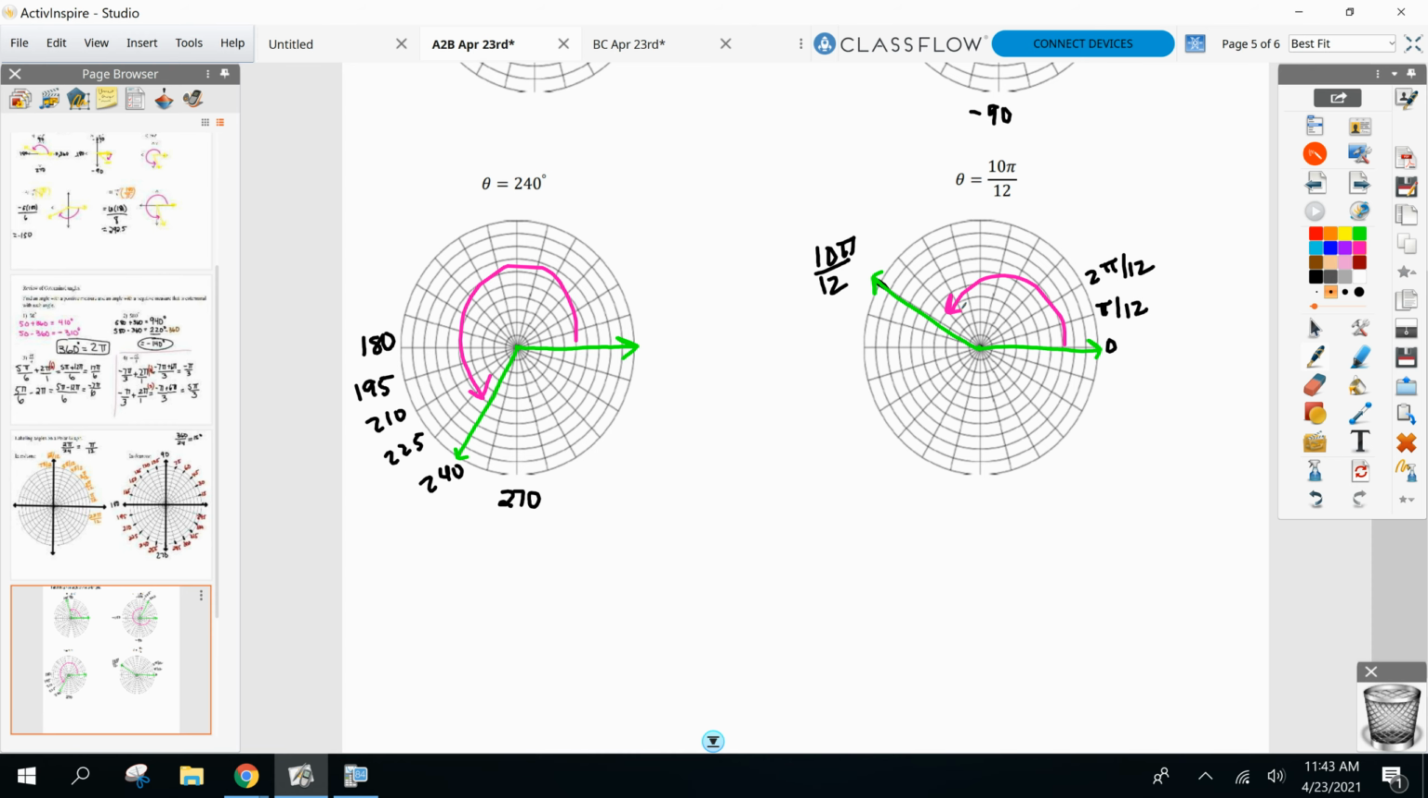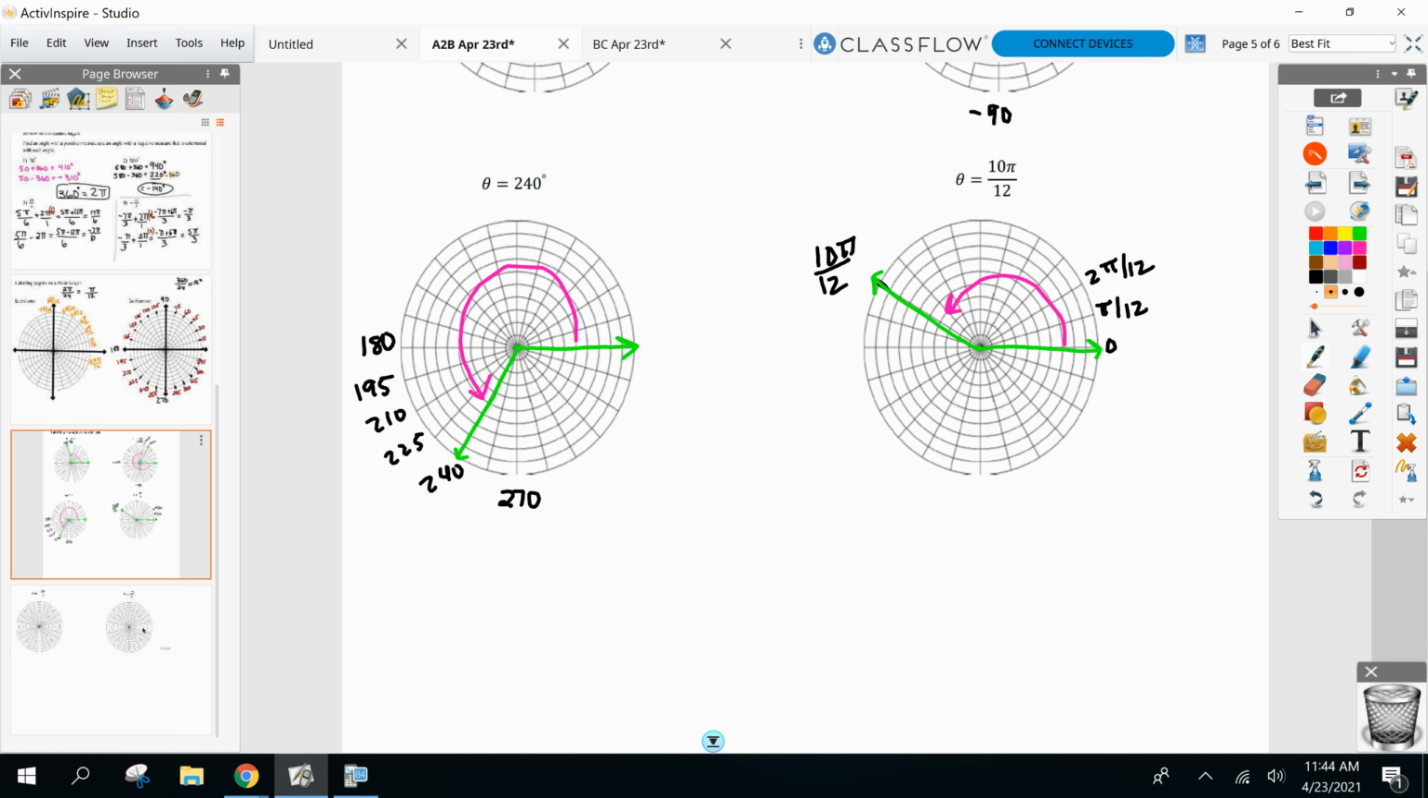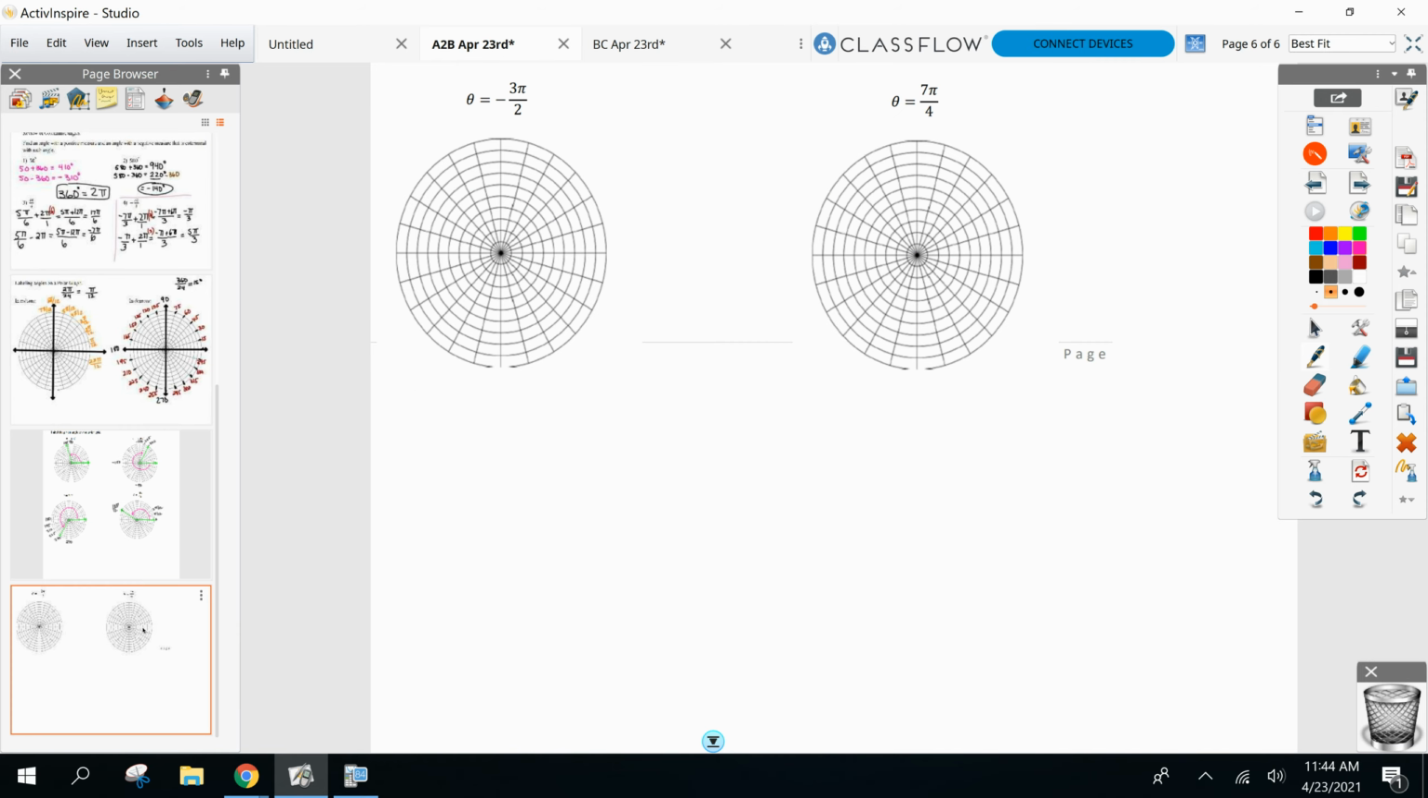Any questions from you guys? Well, what's the problem going to be sooner or later? What if it's not out of 12? Look at this next one. Negative 3 pi over 2. If the denominator's not out of 12, we're going to make it out of 12. What am I multiplying 2 by to get 12? 6. Multiply top and bottom by 6. Done. Make it out of 12.